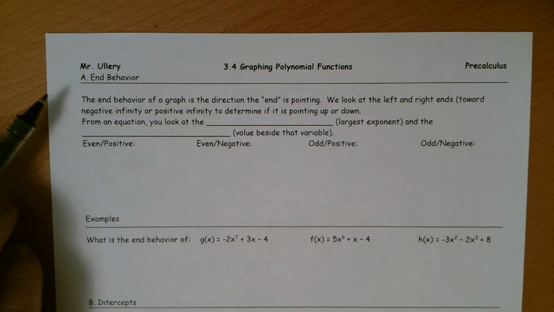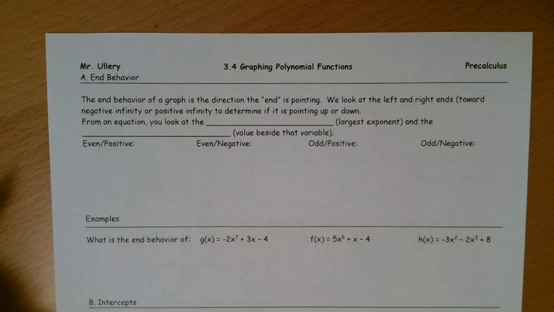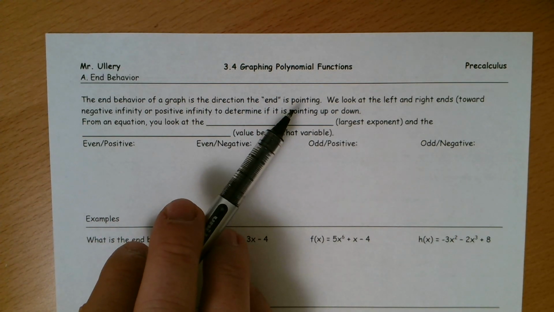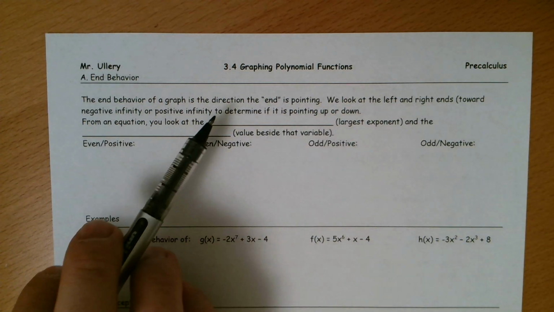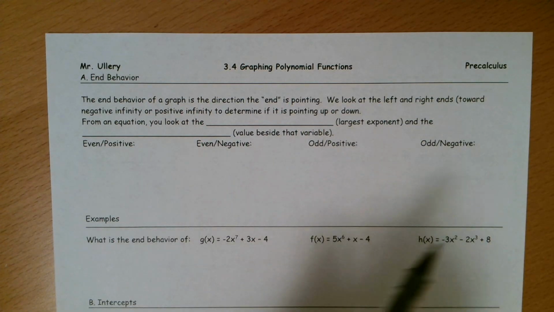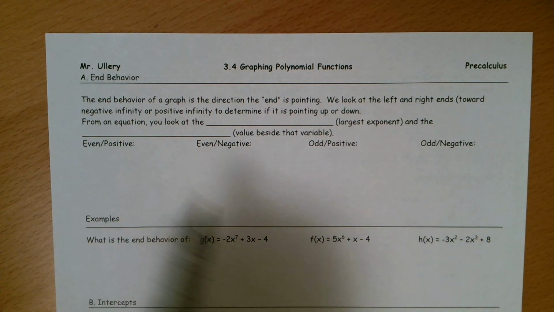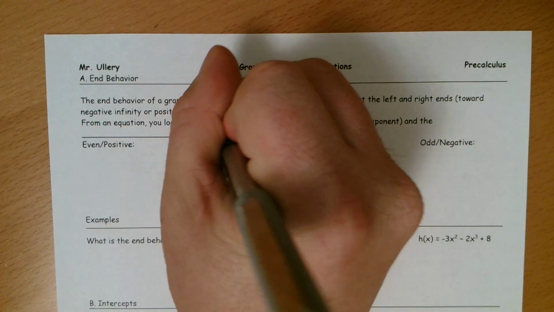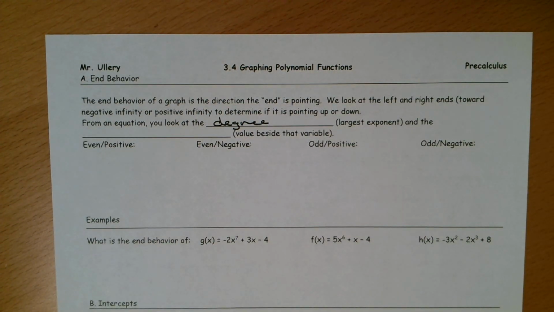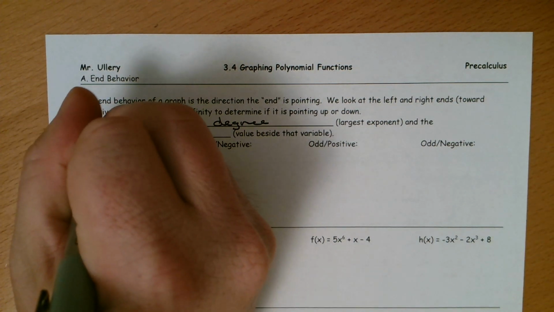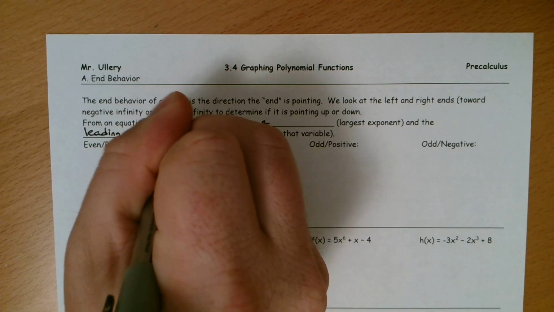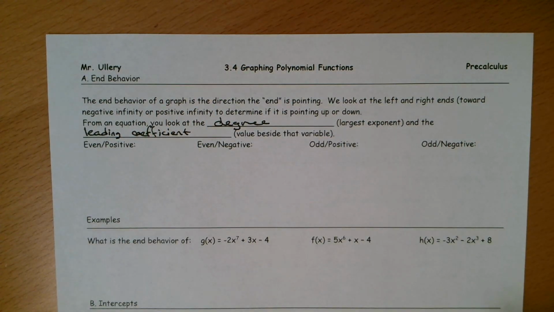Okay, so we're going to actually start off with a review of a previous section and talk about end behavior. So remember that the end behavior is the direction that the end of the graph is pointing. So when we look left to right towards the negative infinity or positive infinity, we determine if it's going up or down. So from a polynomial equation, we're first going to look at the degree, which is the largest exponent, and the leading coefficient, which is the value beside that variable.